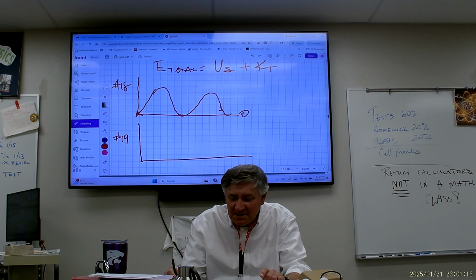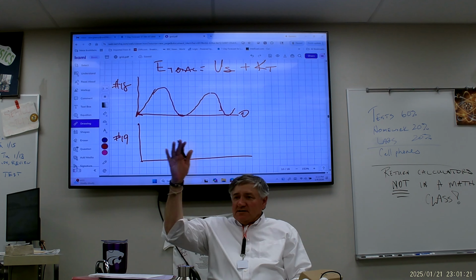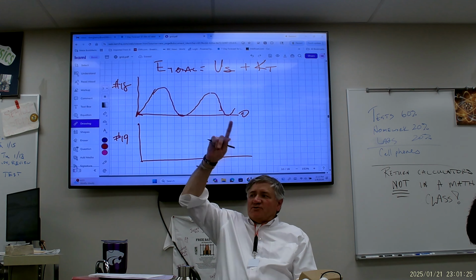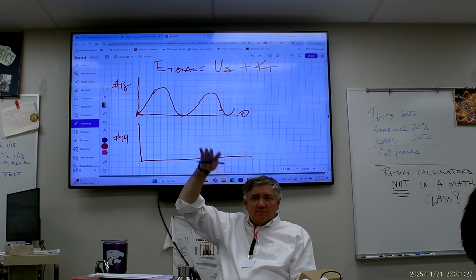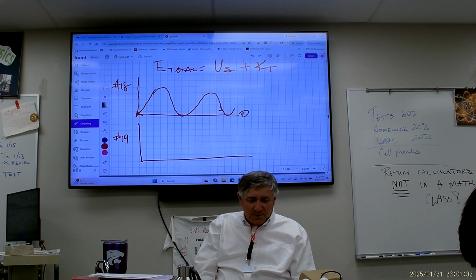So eventually, what's this graph going to do if you went out far enough? It's going to go to 0. Eventually it's just going to stop. So on 18, all you have to do is draw it as a series of decreasing hills. That's all you have to do.